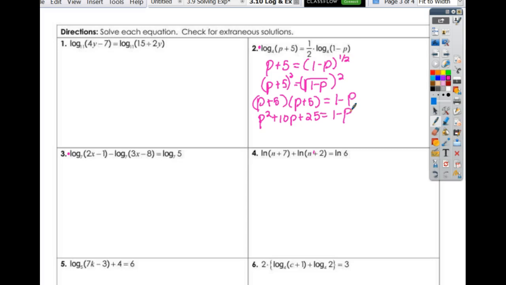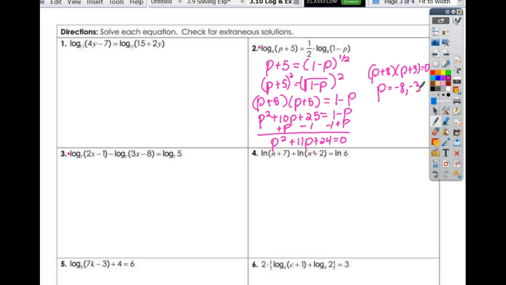And now this is a quadratic, so you have to move everything to the quadratic side. So I'm going to subtract the 1 and add the p. And this factors to p plus 8 times p plus 3. And now what do I have to do once I have the answers? I have to check to see if they're extraneous.